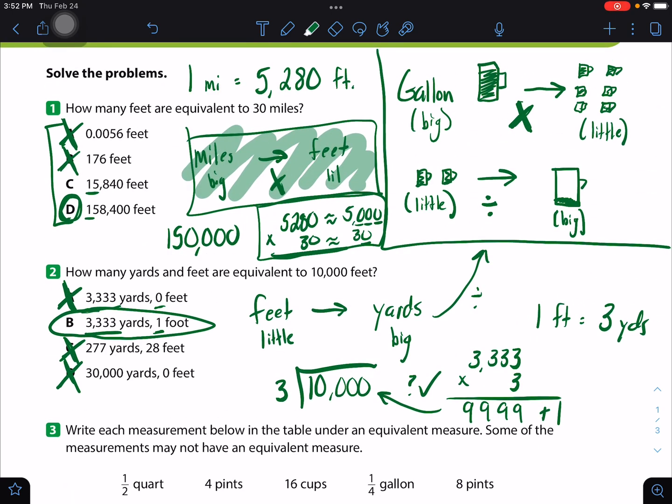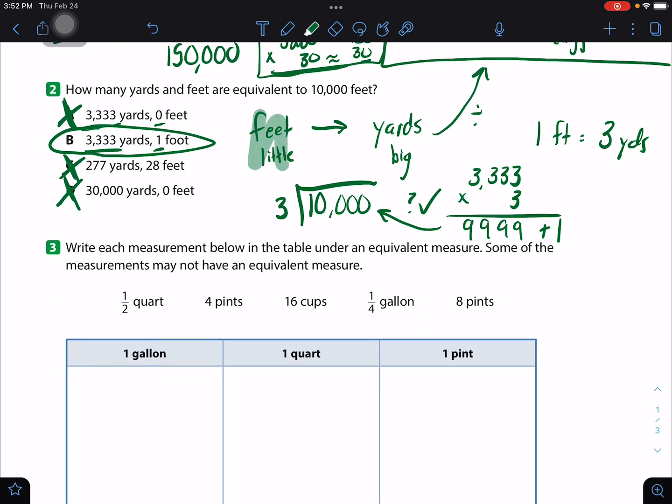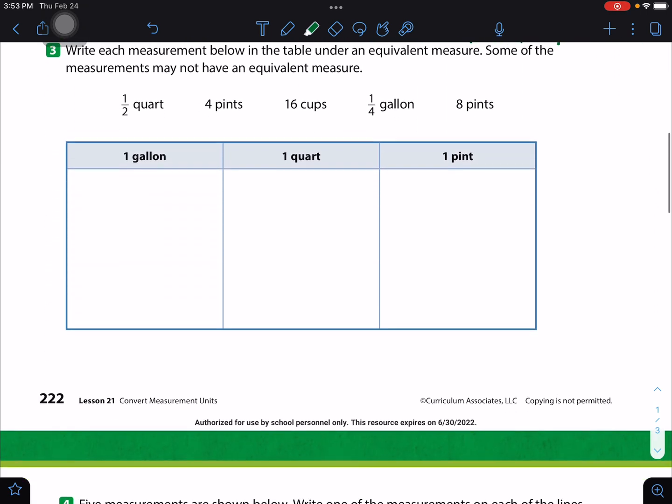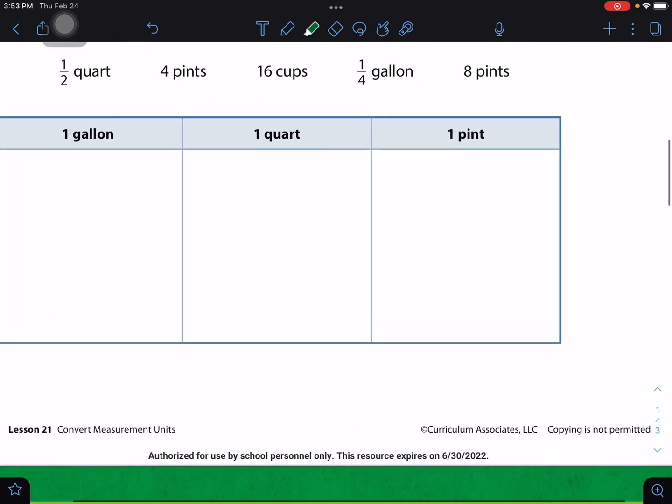Big to little is multiplication because I need more of the littles. Come on, Mr. A, silly Mr. A. When we go from little to big, that's when we use division because we need less of it. So let's use those skills to practice down here.